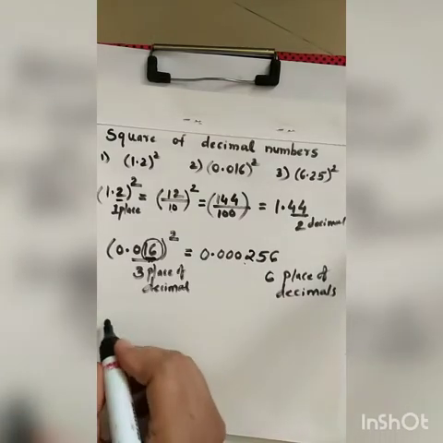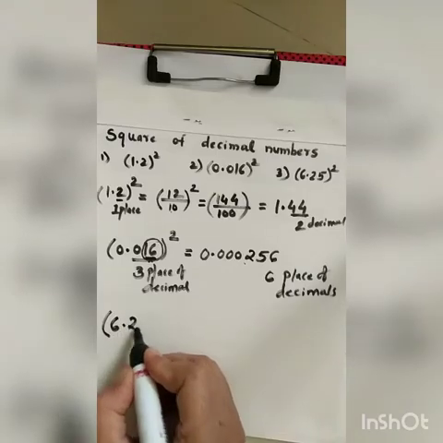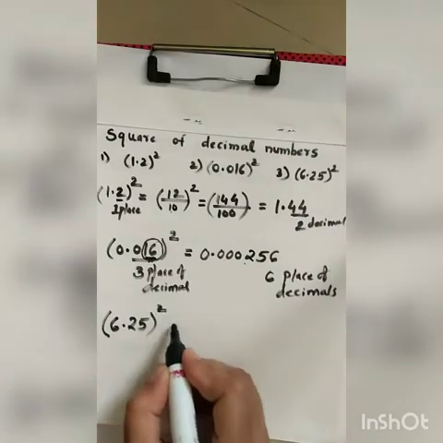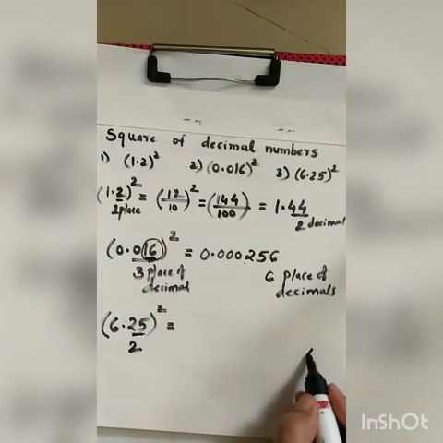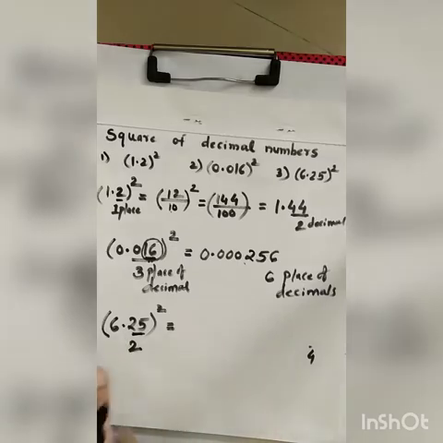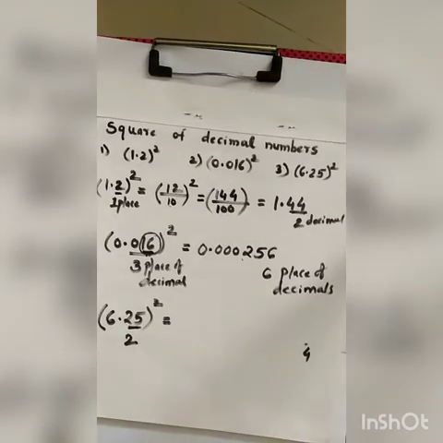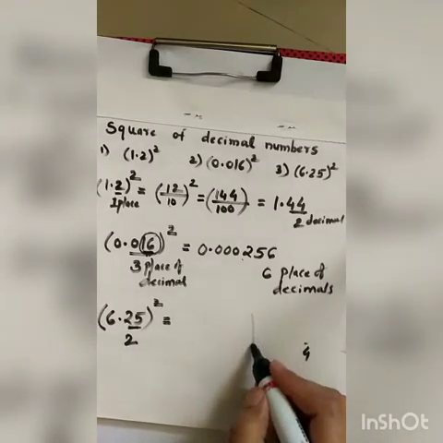Let us see one more example. That is 6.25 squared. Now here it is 2 places of decimal, so the square number will have 4 places of decimal. Now by removing the decimal point, what will this number become? 625. What will be the square of 625? Now I will tell you the trick to find the square of a number which ends with 5.